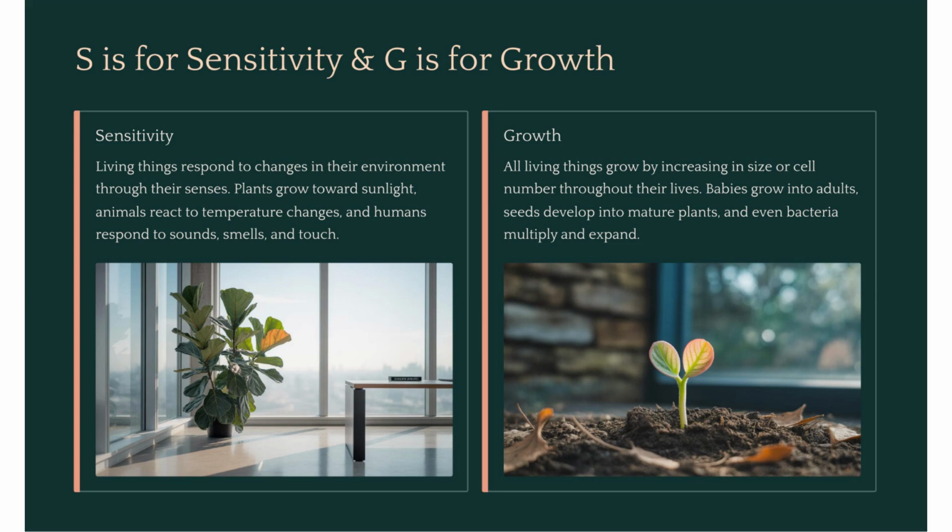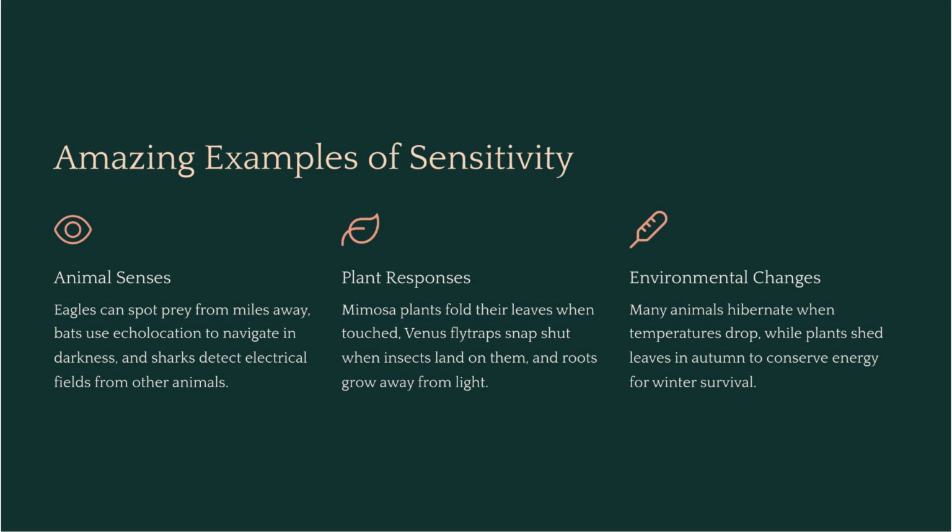Now, students, notice this. Growth and sensitivity are clear signs that something is alive. Here are some amazing examples of sensitivity. Eagles can spot prey from miles away. Bats use echolocation to find their way in the dark. Sharks detect tiny electric fields from other animals.